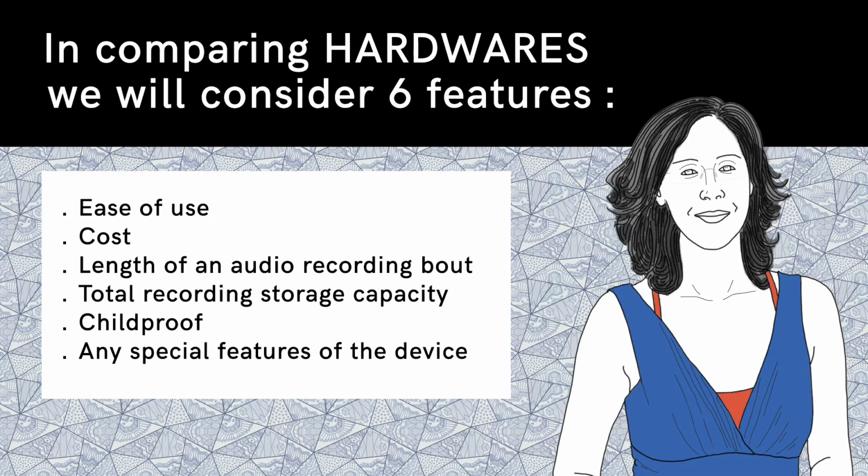In ease of use, we consider how light the device is, how easy it is to make it into a wearable, and the simplicity of the user interface. The user interface is an important consideration for those allowing their participants to control when the recorder is on and off, which is important for ethical purposes, as we explain in the video on IRB. For the cost, we'll typically talk about how much each individual recorder costs.